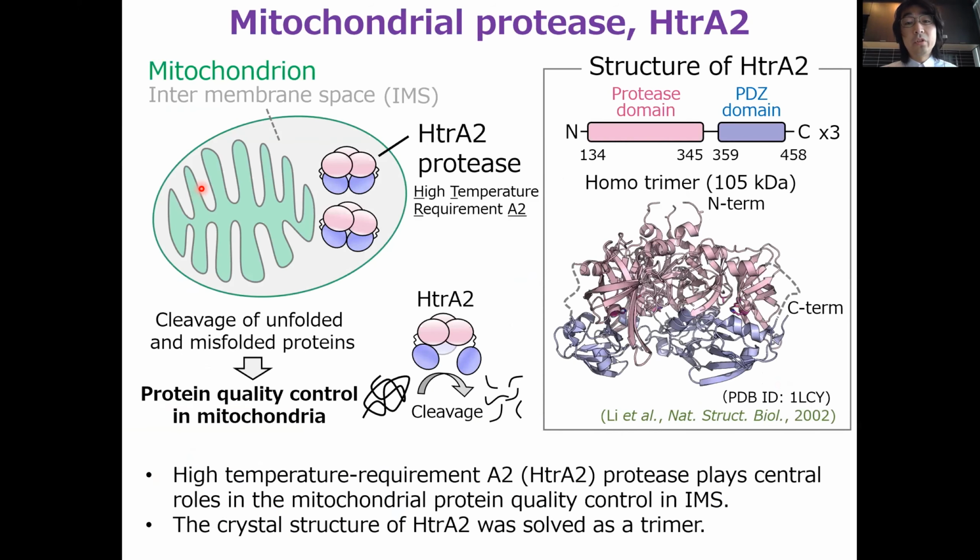So human high temperature requirement A2, HtrA2, is a mitochondrial protease which mainly resides in the intermembrane space of mitochondria. The main function of HtrA2 is to cleave unfolded and misfolded proteins and protect cells from these unfolded protein stresses. In the right panel, the structure of HtrA2 is shown. Each subunit is composed of a pink protease domain followed by a PDZ domain, and the crystal structure was solved as a 100 kilodalton homotrimer.